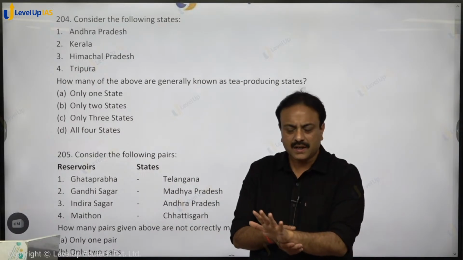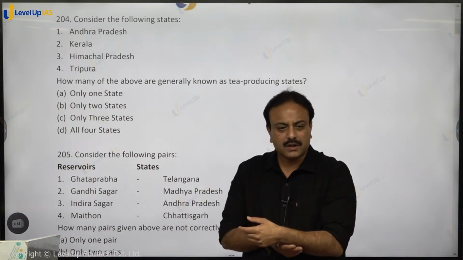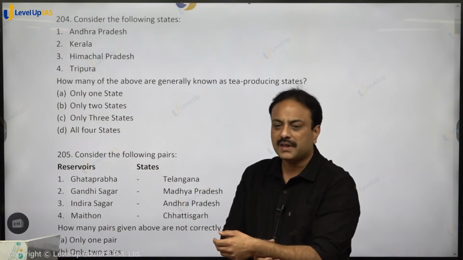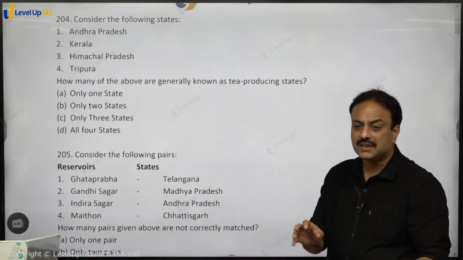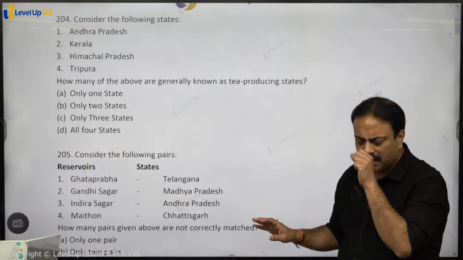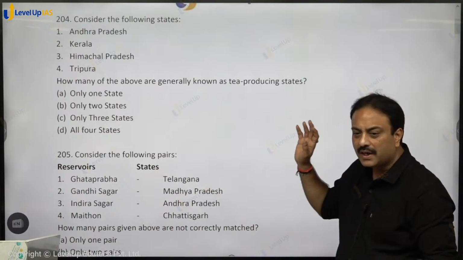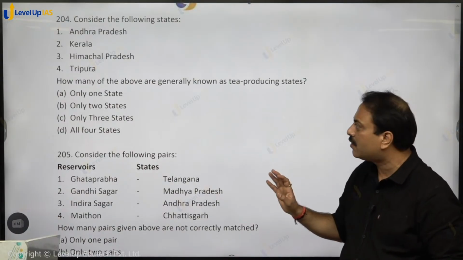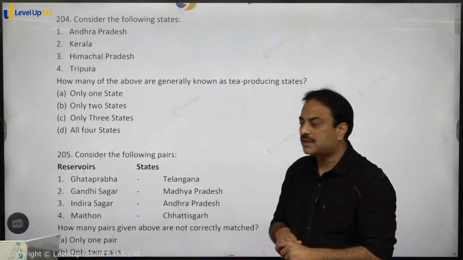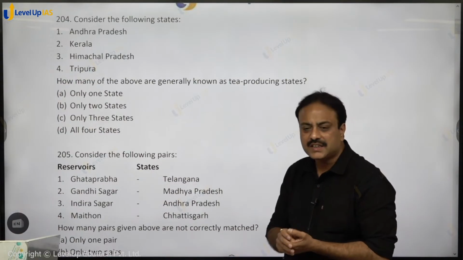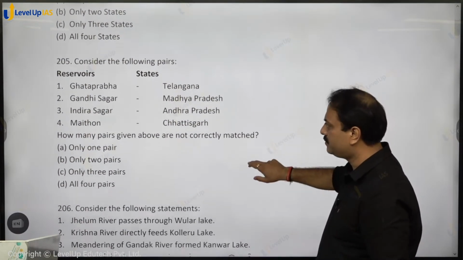7 states are there. I repeat, they are Assam, West Bengal, Tripura, Himachal Pradesh, Karnataka, Kerala and Tamil Nadu. 3 South Indian states, 2 northeastern states, 1 is West Bengal, 1 is Himachal. Out of this, Kerala is mentioned, Himachal is mentioned, Tripura is mentioned. Andhra Pradesh produces tea, but it is not generally known as a tea producing state. So 1 is eliminated, only 3 states, option C, C for cat, shall become the right answer to this particular question.